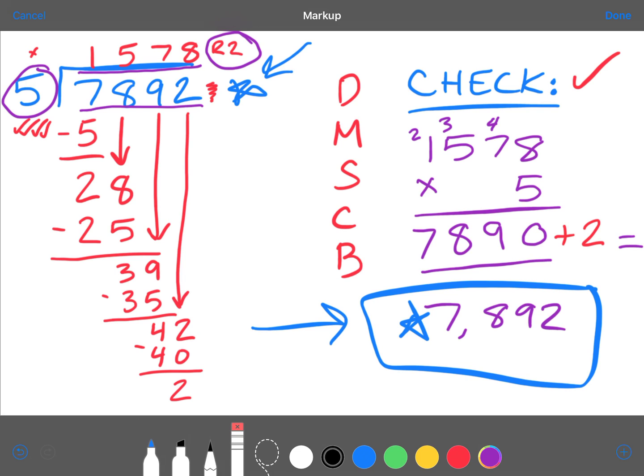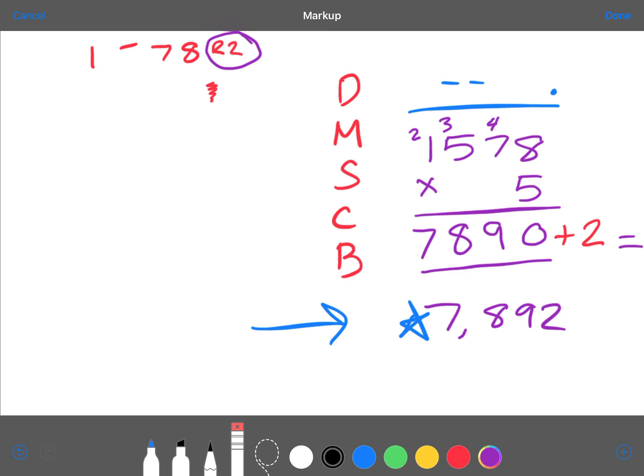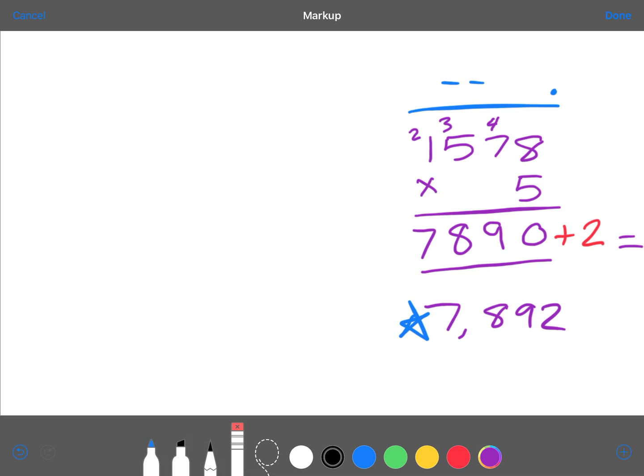Okay, so we're going to try one more really quickly here. And I hope that you guys are all paying attention and doing a really good job for the sub today.